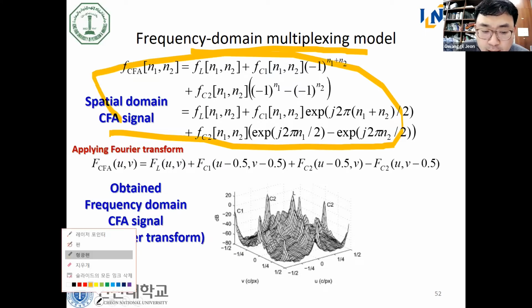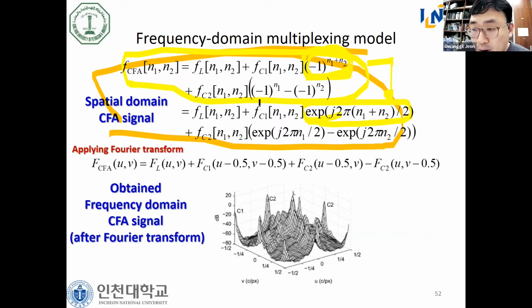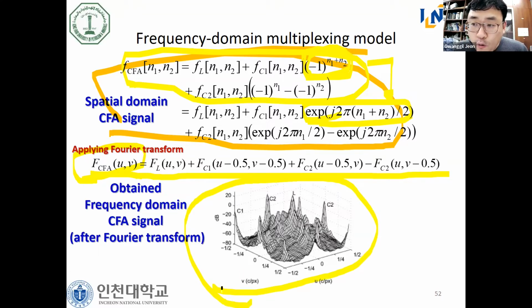And now we want to apply the Fourier transform to this CFA. Probably some of you have already studied -1 to some power. This is the Euler equation, with cosine and j sine components. It is also written with the expression j 2 pi something. So -1 over n1 plus n2 can be rewritten as an exponential component. After the Fourier transform, we can obtain a big F like this. So the spatial domain CFA energy can be represented with frequency domain energy, and this is the power spectral density of the CFA image.